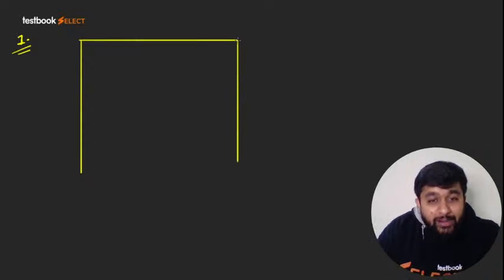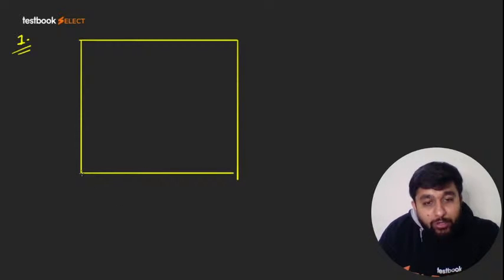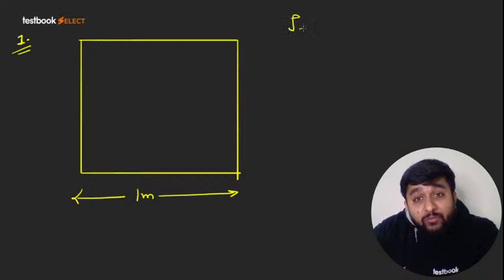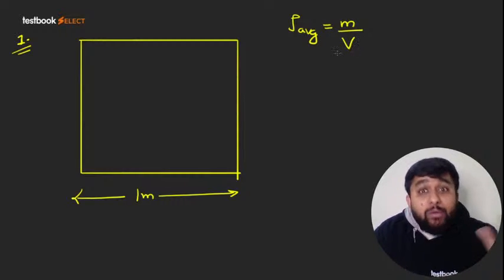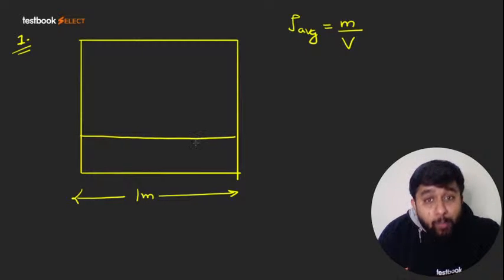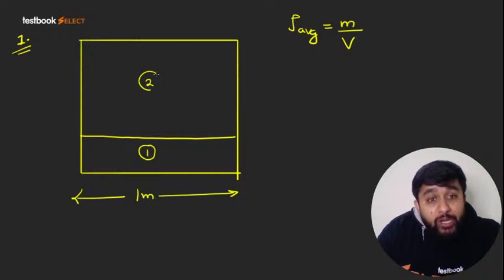Okay. Now check, guys. So what we have is a cube. I am showing a 2D figure only. I am looking at the cube from the front and the total height of the cube is 1 meter. Now, how do you write down the average density of the body? I think average density of the body is written as total mass of the body divided by total volume of the body. Now, this entire body is divided into two parts. So, let me call the lower portion as 1 and upper portion as 2.